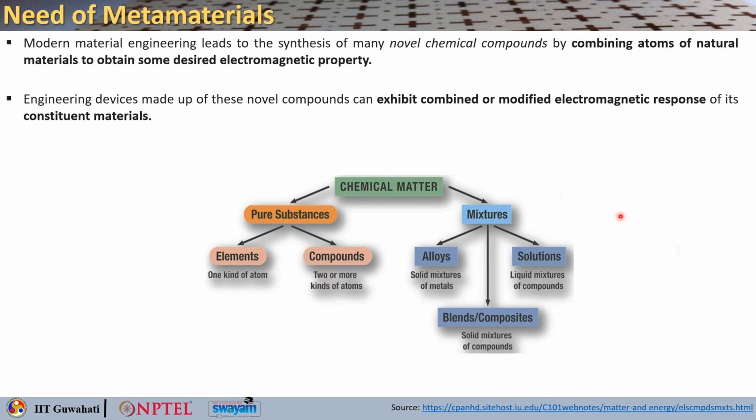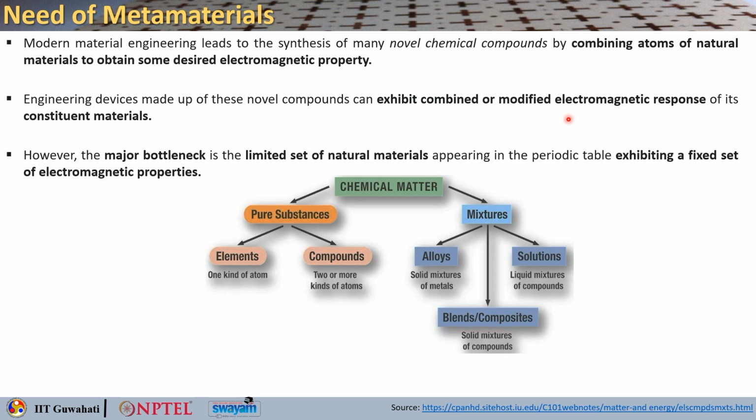So, engineering devices made up of novel compounds can exhibit combined or modified electromagnetic responses of its constituent materials. However, there is a limitation or bottleneck: there is a limited set of natural materials which appear in the periodic table. So, it basically exhibits a fixed set of electromagnetic properties, and you cannot tune everything. You can mix things up and go closer to a different kind of property, but you cannot create something completely new or unusual, right.